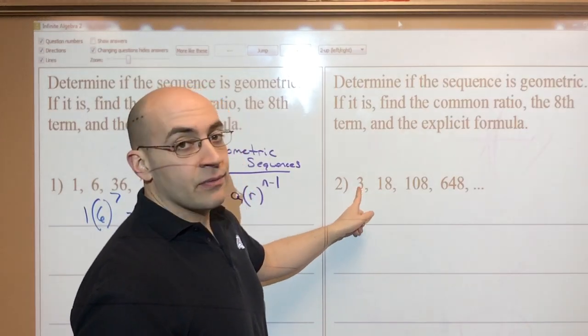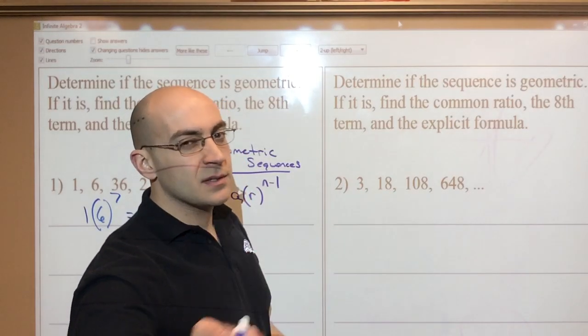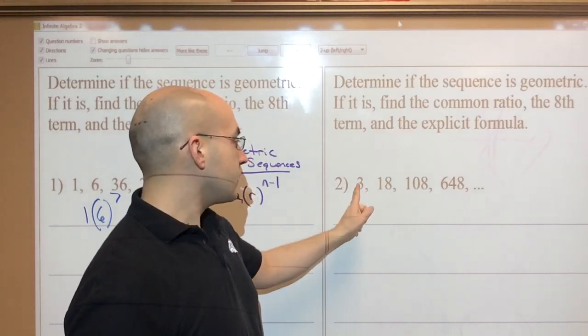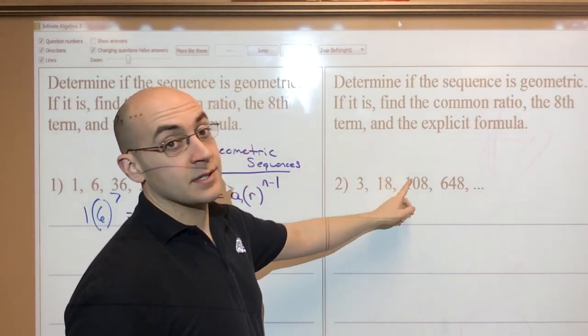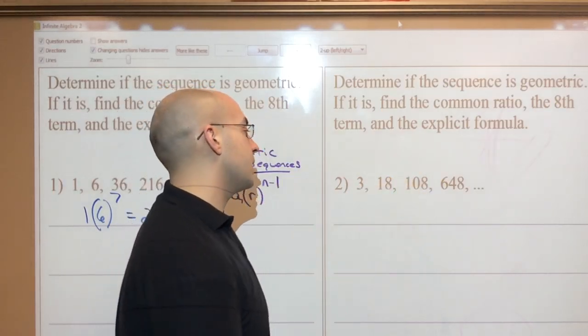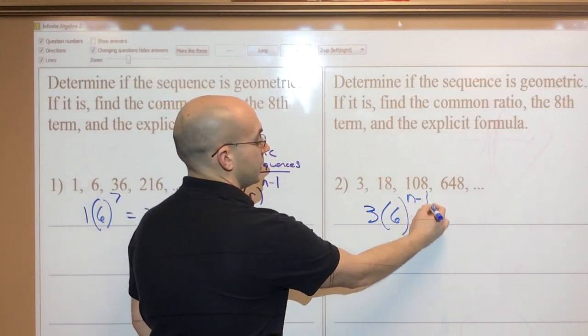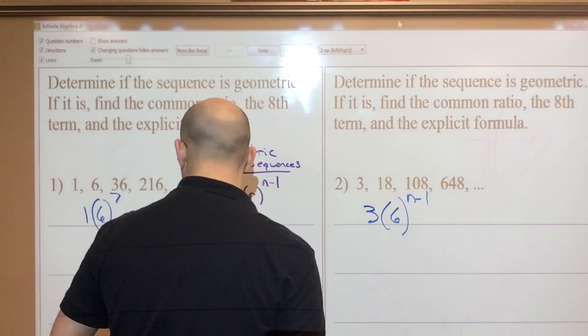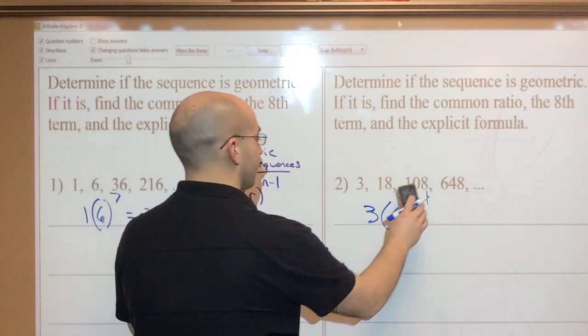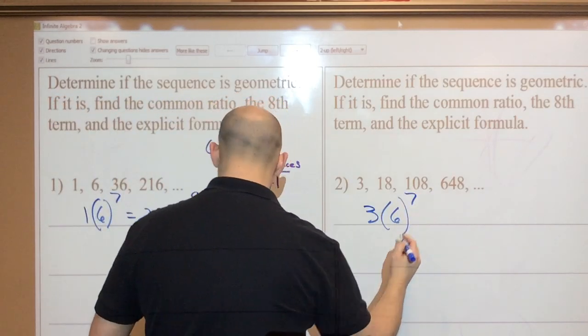What did I have to multiply 3 by to get to 18? Now, there's an easier way to do this, but I want to go this way first. 3 times 6 is 18. 18 times 6 is 108. So 6 is going to be the common ratio again. First term is 3. Common ratio is 6 to the n minus 1 power. Well, I want the 8th term. So again, this is going to be to the 7th power. Okay, so 6 to the 7th power.